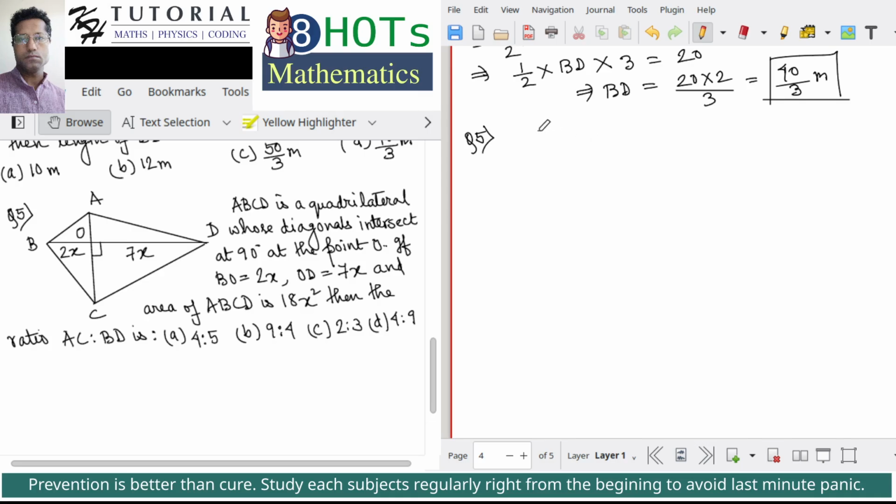Okay, so let me draw the figure. So we are having this kind of quadrilateral where the diagonals are intersecting at right angles. Okay, so we have A, B, C and D. This is 2x and this is 7x. They are intersecting at O.